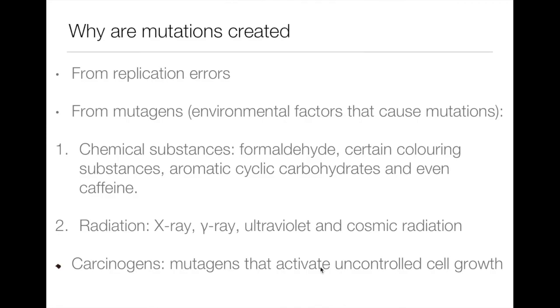And why is a mutation created? First of all, they can be created from replication errors or from mutagens. These are environmental factors that cause mutations. What environmental factors are mutagens? Some chemical substances, like this here, or some types of radiation, like X-ray, gamma ray, ultraviolet, and cosmic radiation. And the mutagens that cause cancer, that activate uncontrolled cell growth, are called carcinogens.